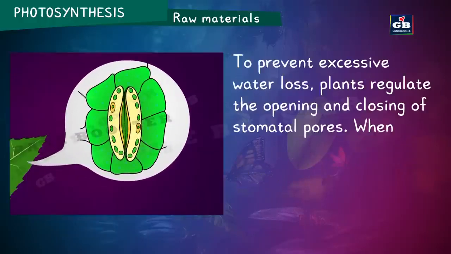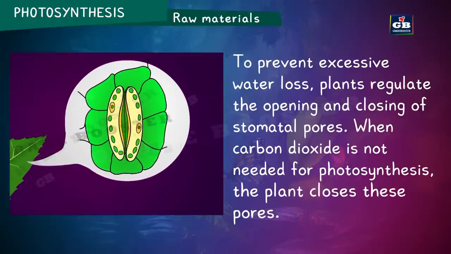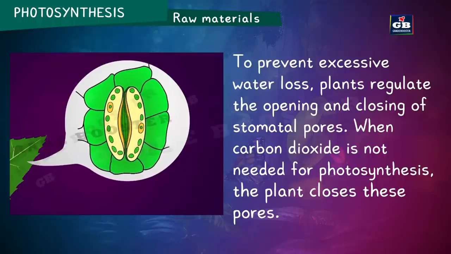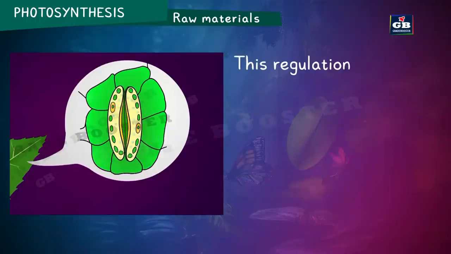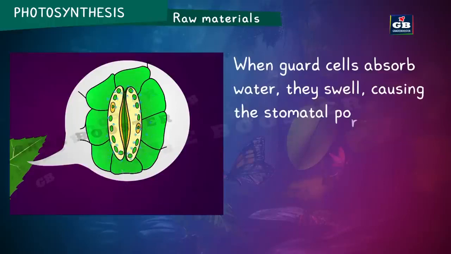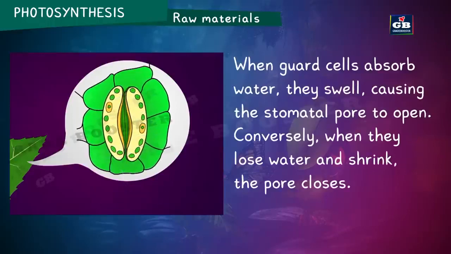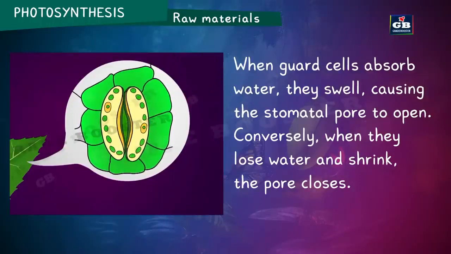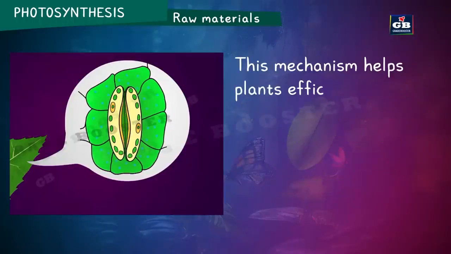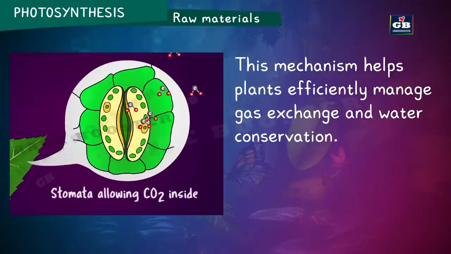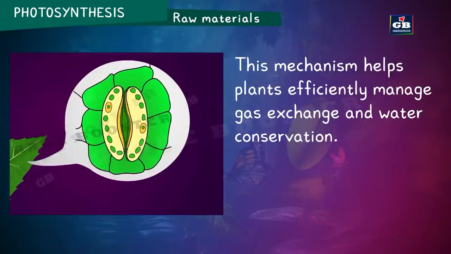To prevent excessive water loss, plants regulate the opening and closing of stomatal pores. When carbon dioxide is not needed for photosynthesis, the plant closes these pores. This regulation is controlled by specialized cells called guard cells present in the stomata. When guard cells absorb water, they swell, causing the stomatal pore to open. In the same way, when they lose water, they shrink and the pore closes. This mechanism helps the plants to efficiently manage gas exchange and water conservation. This is how plants get carbon dioxide.